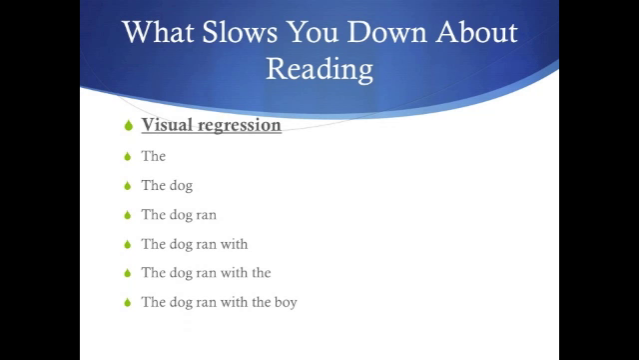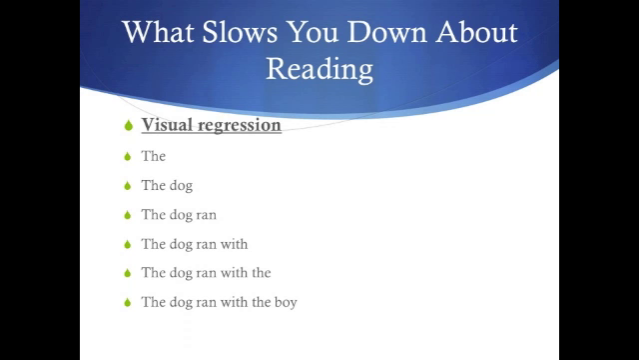The average person who reads the sentence, the dog ran with the boy, would read the sentence, the dog ran with, the dog ran with, the dog ran with the boy. It's called visual regression. You don't realize your eye is doing it because it's doing it so rapidly that you don't even notice it. But because your eye is doing it, it's slowing your eye down. In order to speed read, you have to keep your eye moving at a steady, quick pace.